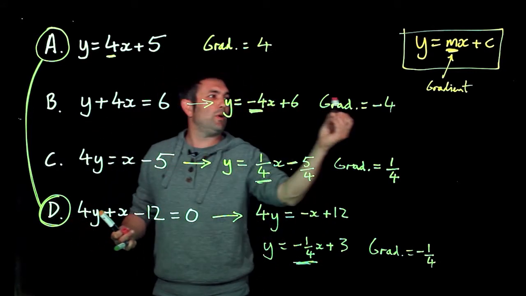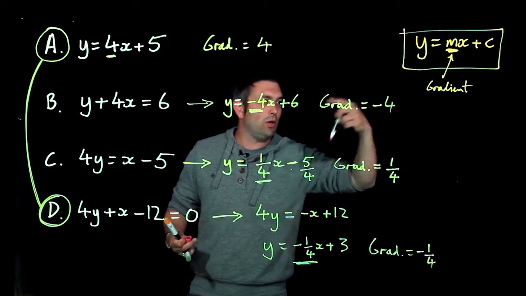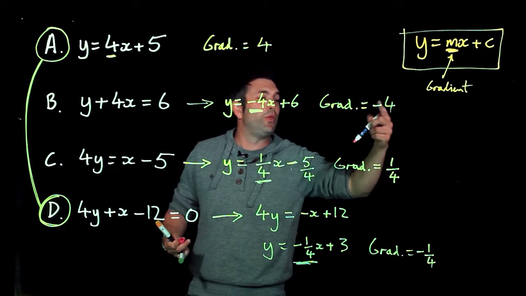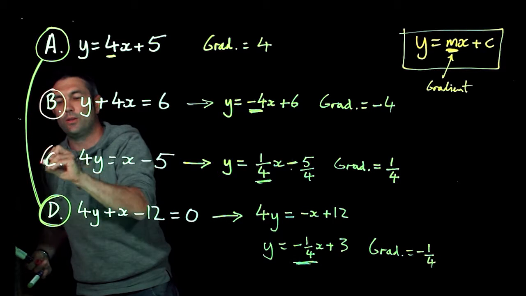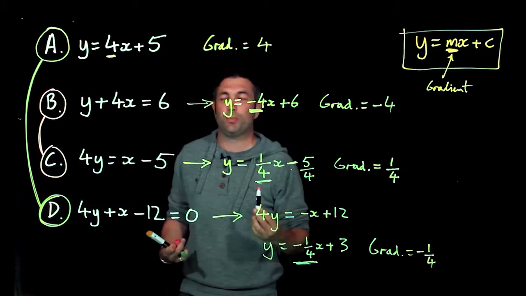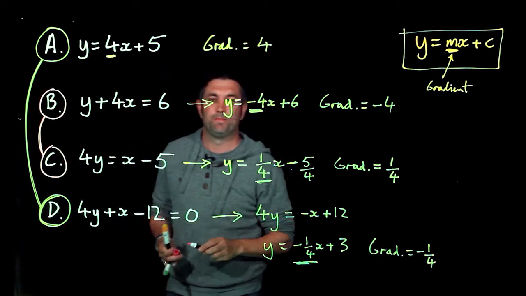So B, the gradient was negative 4. Now for the perpendicular line, I turn the fraction over, which gives me negative a quarter, but then I change the sign, so I get positive a quarter. Fantastic. So those two are also perpendicular. So I have 2 pairs of perpendicular lines: A and D, and B and C.